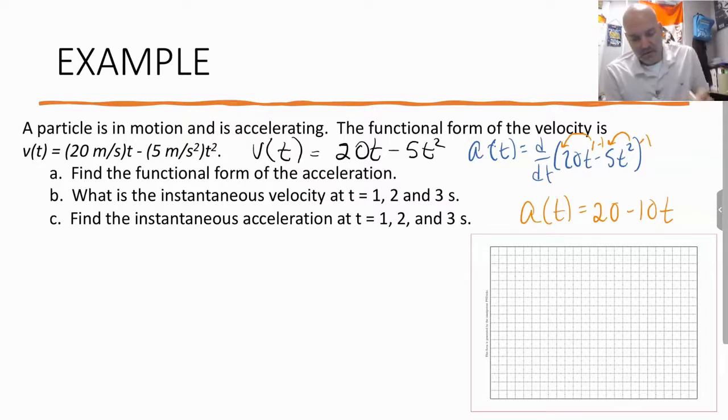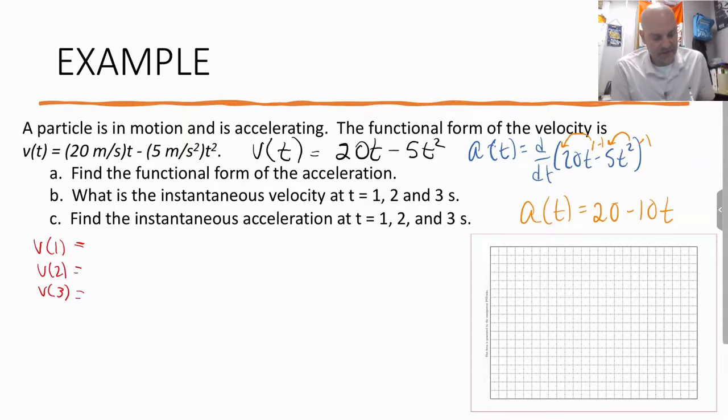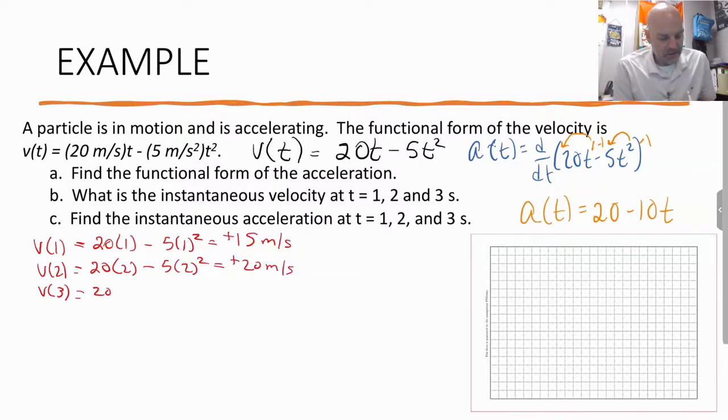Part B, what is the instantaneous velocity at 3 times? So we're going to do v of 1, v of 2, v of 3, and then we're going to graph it to help us predict the accelerations. For v of 1, 20 times 1 minus 5 times 1 squared gives us positive 15 meters per second. Then for 2, 40 minus 20, so positive 20 meters per second. And then v of 3, 60 minus 45, and that gives us 15 meters per second.